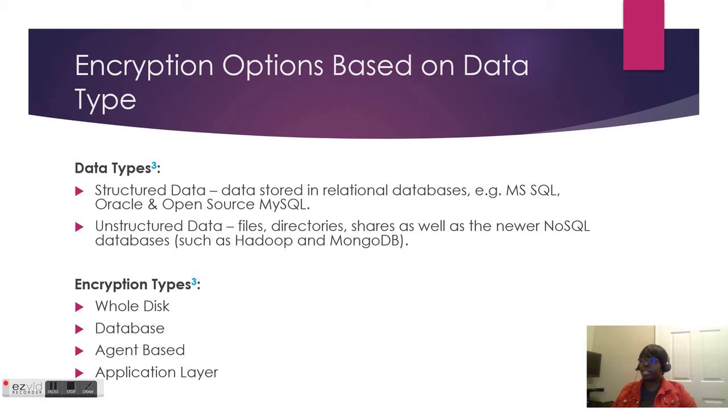Encryption options based on data type. There are basically two types or formats of data that need to be considered: structured and unstructured data. Structured data is typically data that is stored in relational database systems, such as Microsoft SQL. Unstructured data is represented by files, directories, shares, as well as some of the newer NoSQL databases, including Hadoop and MongoDB.